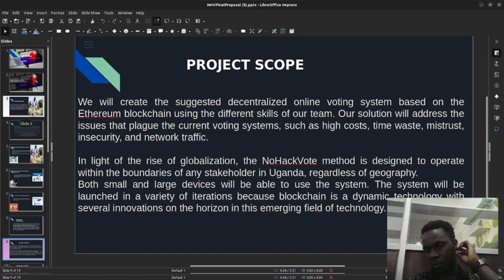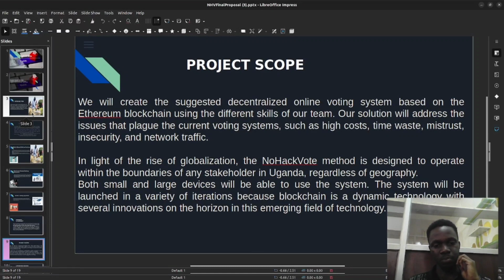So what this statement means is that the system is going to be compatible with each and every device, to be responsive, such that it will also work on mobile phones and also desktop devices. The system will be launched in a variety of iterations because blockchain is a dynamic technology with several innovations on the horizon in this emerging field.